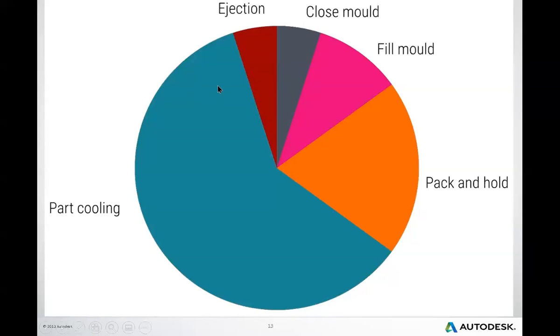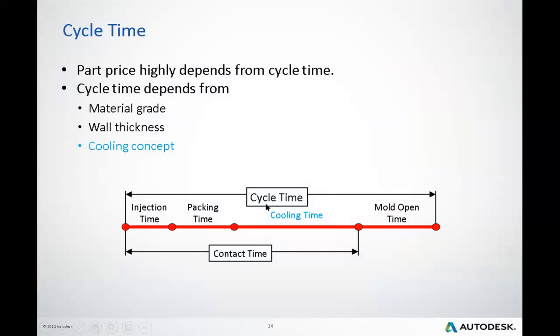This pie chart shows the cycle from closing the mold, filling the mold, pack and hold, and then part cooling. You can see that the cooling area takes more than 50% of the cycle time, so that is what we should focus on. In this slide as well, we can see the contact time, injection time, packing time, and the cooling time. We want to focus on the cooling time, because if we can reduce this, we can get more profit.